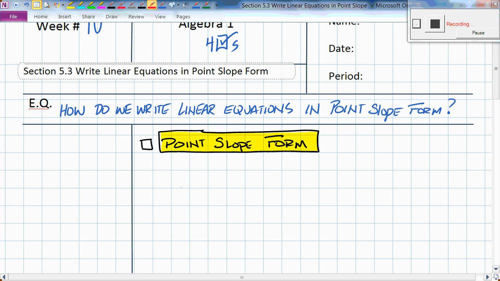Here's what it is. Here's what we know. Point-slope form says that y minus y sub 1 is equal to m times x minus x sub 1. That's it. That's what it looks like. Not a big deal.